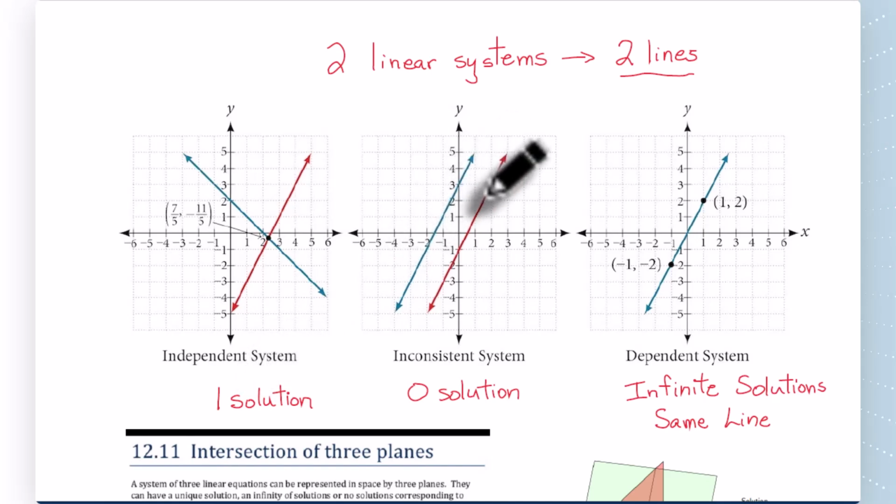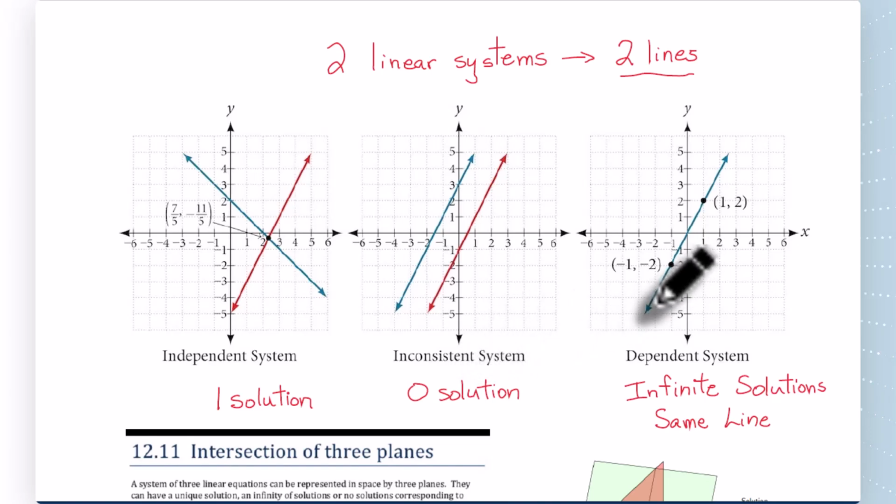If I have two lines and they happen to be parallel, then they're never going to intersect, which means I'm going to get zero solutions. This is an inconsistent system.